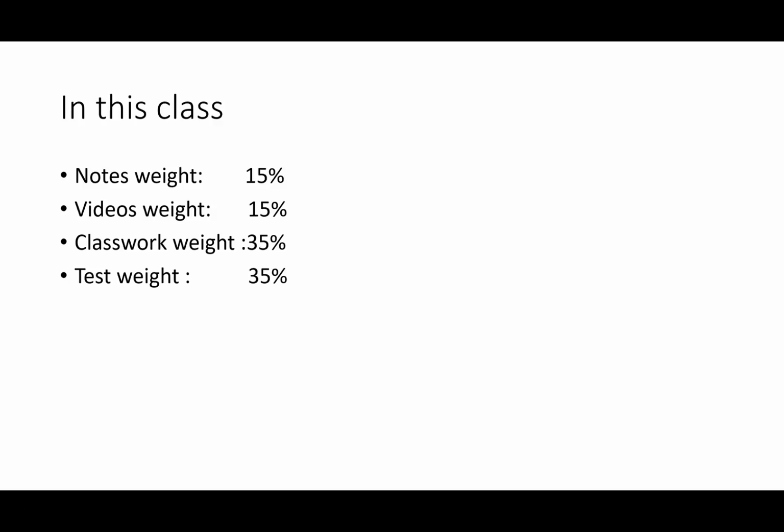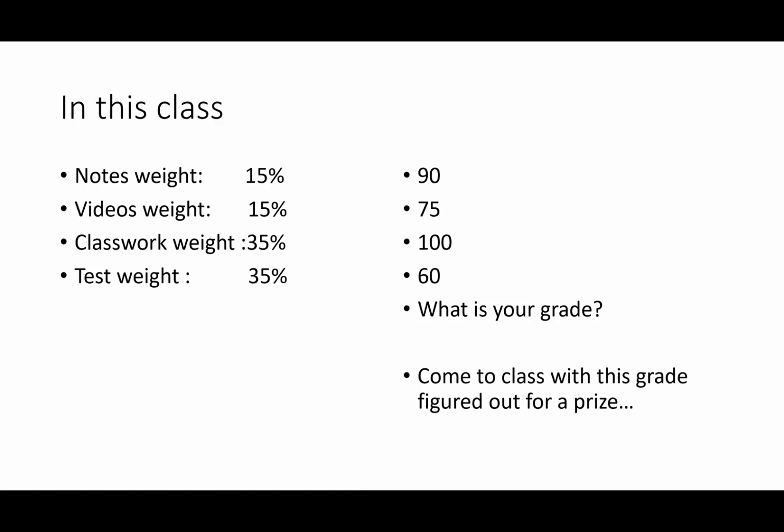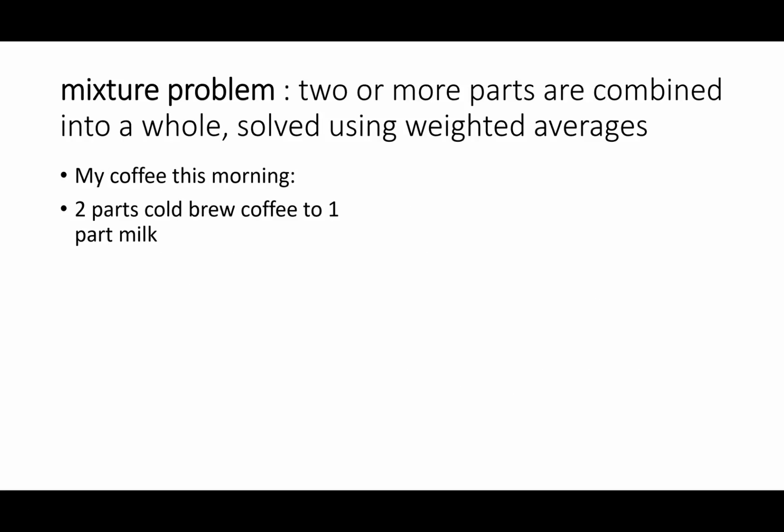So in this class, notes are weighted at 15%, videos are 15, classwork is 35, tests are 35. So let's say you get a 90 on the notes, 75 on the video. And let's say you get a 100 on classwork. Everybody's got to get 100 because you can correct it as much as you want. And then let's just say you bomb all the tests. What would your grade be? Come into class tomorrow, figure this out in your notes, and I will have a prize for you if you figure it out.